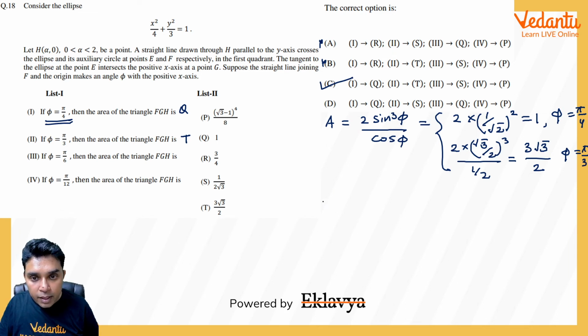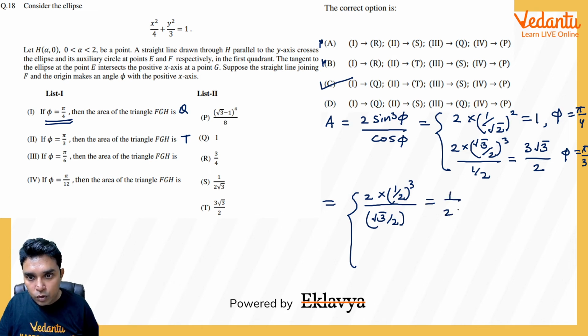Okay, now similar to this, we can find when phi will be pi by 6, and we can verify our answer. It will be 2 into (1 by 2) whole cube upon cos phi, which will be root 3 by 2 this time. So you can check, it will become 1 upon 2 root 3. Yeah, 1 upon 2 root 3, it is when phi is equal to pi by 6. So let us check if there is some such answer or not. Yes, S, and yes, in the third one it is coming out to be S only.